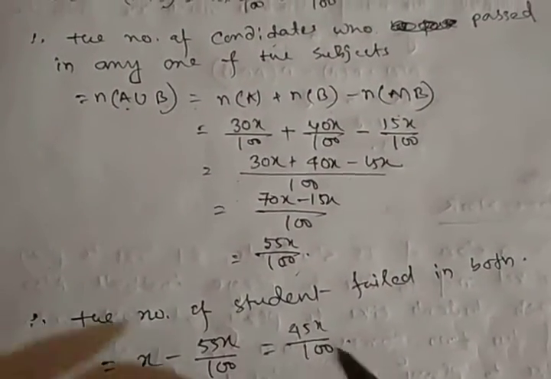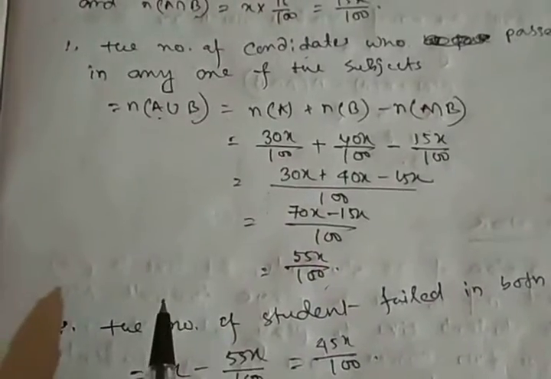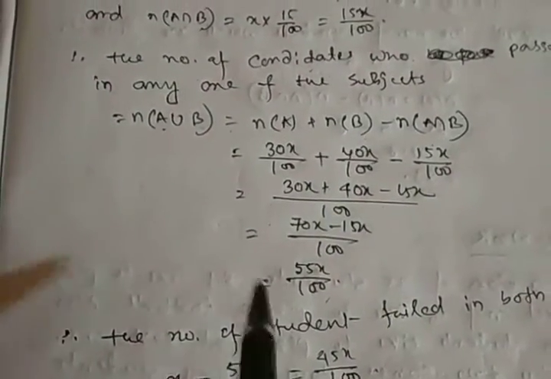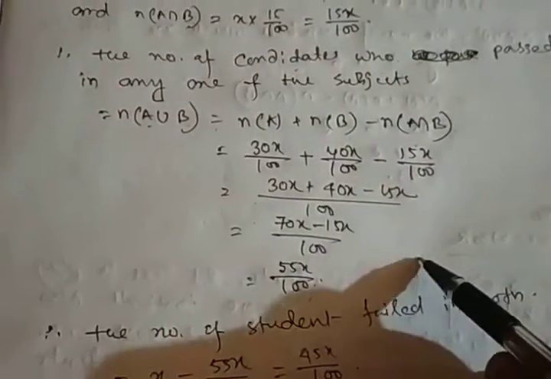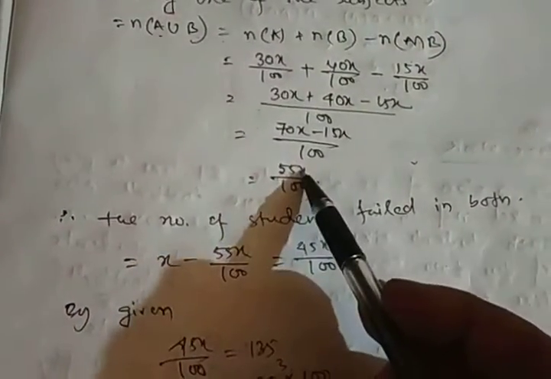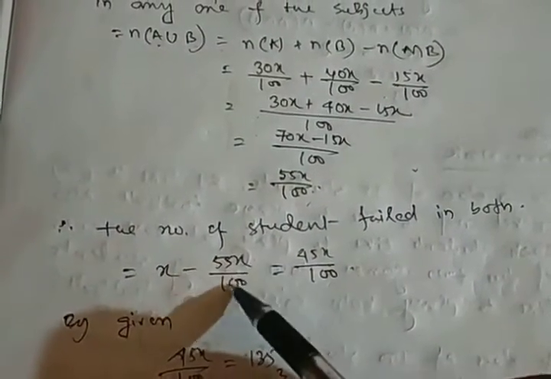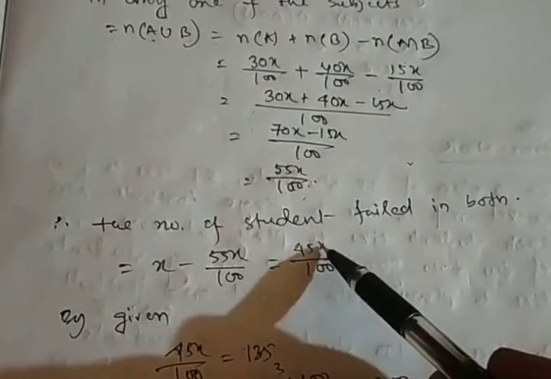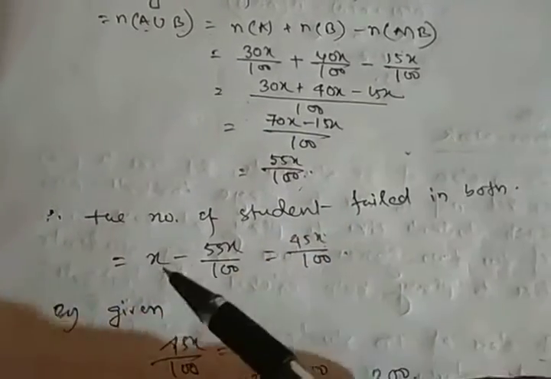Now, it is already given the number of candidates who do not pass in any one of the subjects. So 55x by 100 of the students passed in any one of the subjects. So the number of students who do not pass in any one of the subjects is the total number of students minus the number of students who passed in any one of the subjects, that is A union B. So x minus 55x by 100, which is 45x by 100. This is the number of students who do not pass in any one of the subjects.